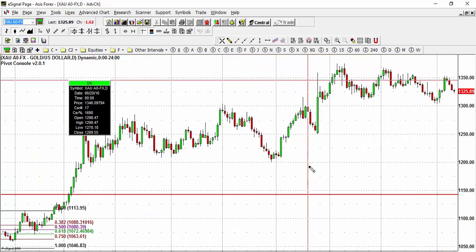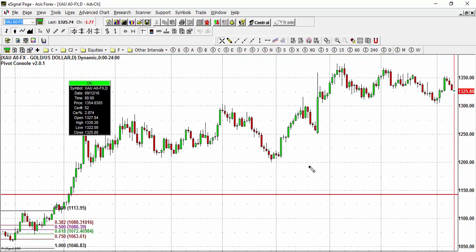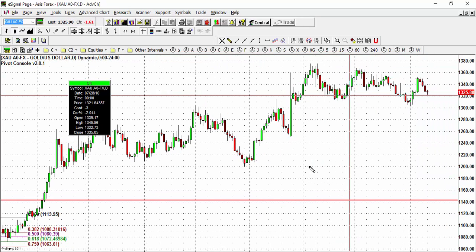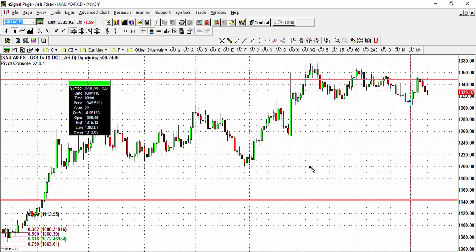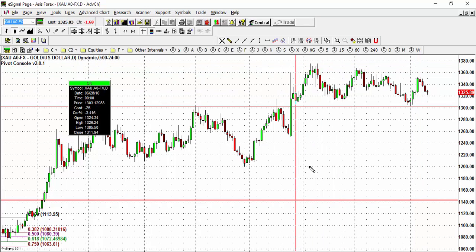Looking at the gold market, we're declining slightly this morning. Gold is pretty weak at 1325. Next area of support is at 1300, and resistance remains at the 1352 level.